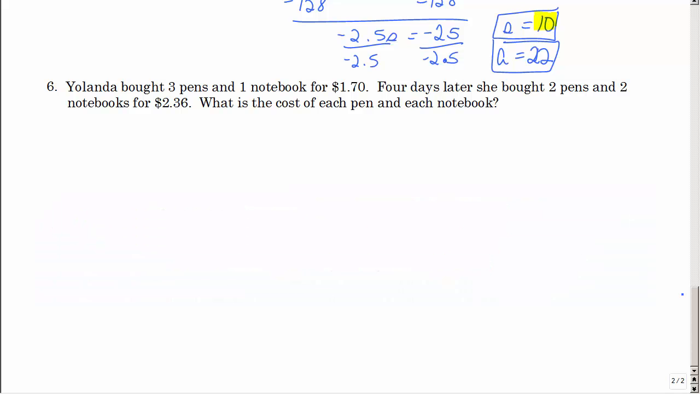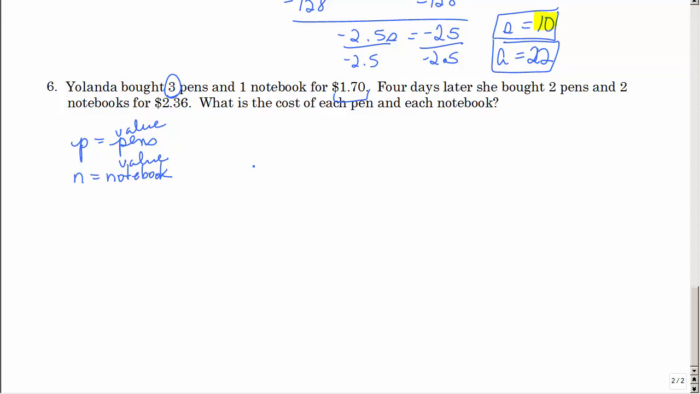Yolanda bought 3 pens and 1 notebook for $1.70. 4 days later, she bought 2 pens and 2 notebooks for $2.36. What's the cost of each pen and each notebook? This is a little bit different because they tell you how many you bought, but they don't tell you the value. So I'm going to let P be the pens and N be the notebook. But in fact, this has got to be the value. I don't know the value of each.